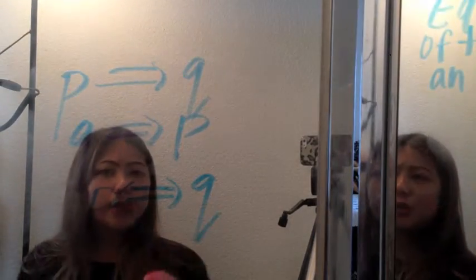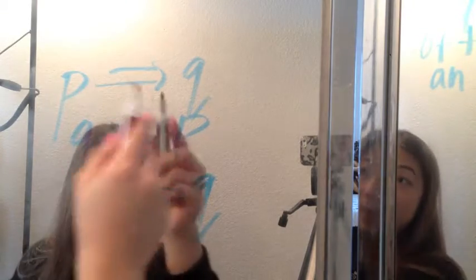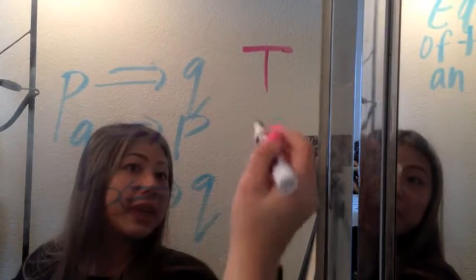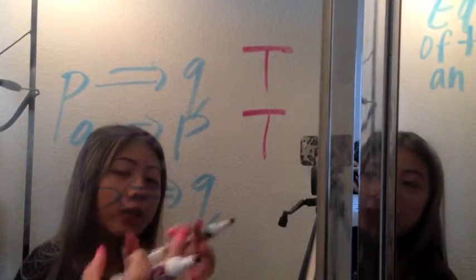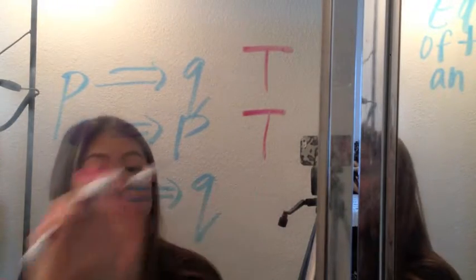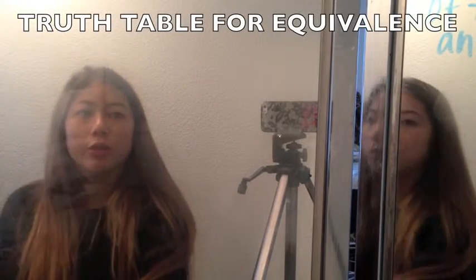In order for us to do this, if P, then Q has to be true, and if Q, then P has to also be true in order to say if and only if P, then Q. So that would be true. Okay, so now let's put all of this into a truth table.